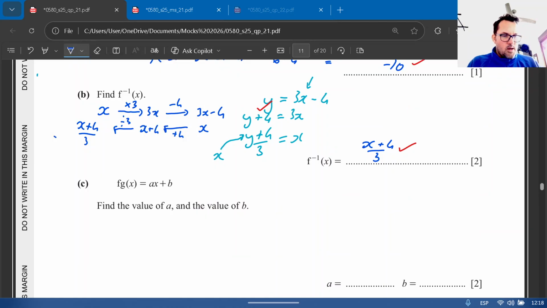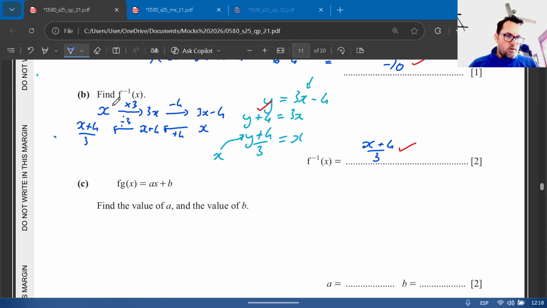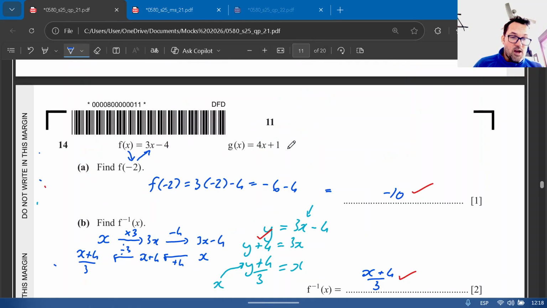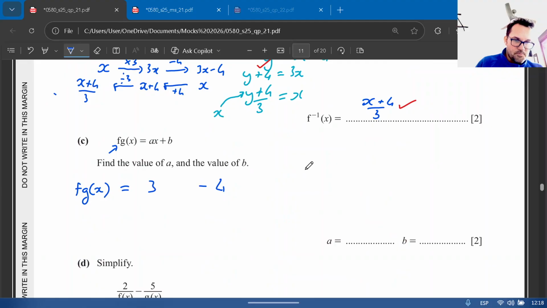Okay, next one. The function of f, the function of g equals x. Now there's again different ways to explain this, but let's first write down the function of f. The function of f is 3x minus 4. I'll leave some space in between them, because then in the function of f we need to put the function of g. So then we put the function of g, which means inside there, instead of the x, we put g, which is 4x plus 1.